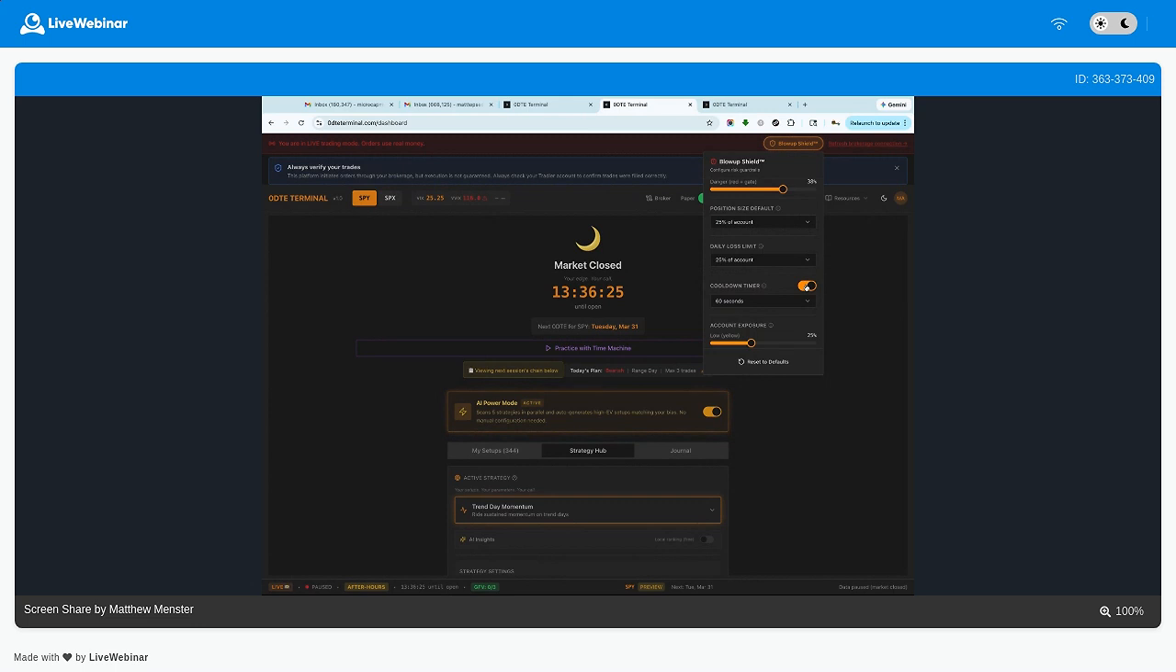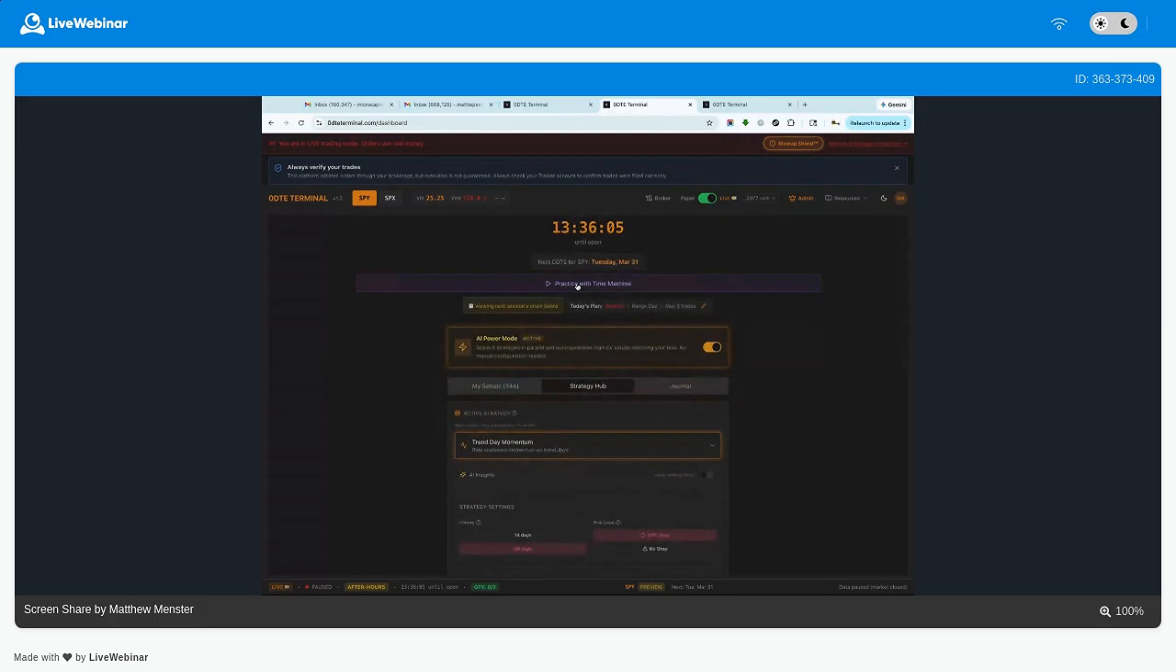You can turn it off, right? Like I said, it's your money, but it is one extra step you have to take in case you have some self-destructive habits with zero DTEs, okay? So anyways, guys, that's only available really for live trading mode. And obviously the market's closed right now. But so let's go ahead and go into Time Machine.